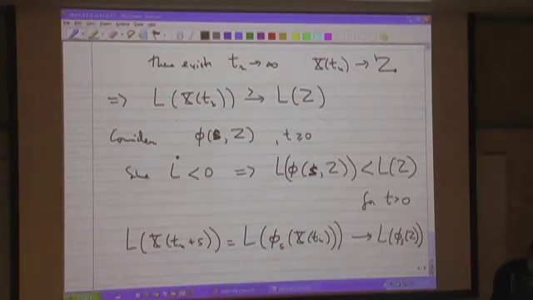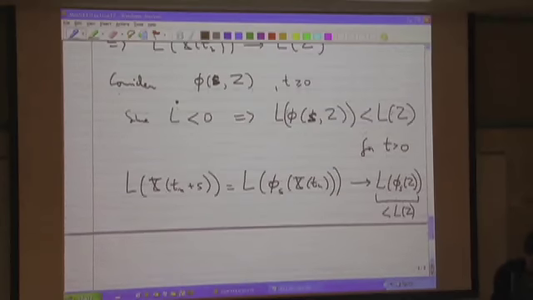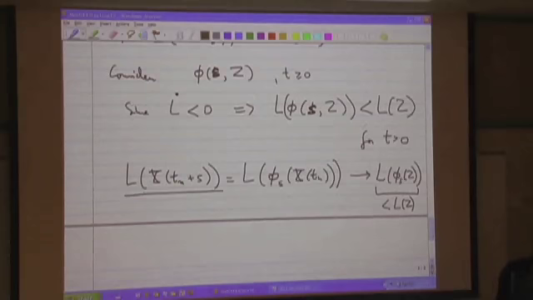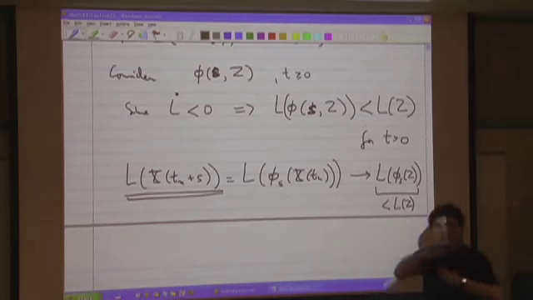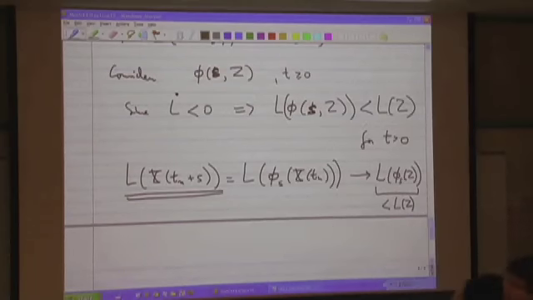But take a look at this. This is strictly less than L of z, according to what's above. So now you've gotten a sequence different from the original sequence of Tn's, on which L approaches something less than L of z. That cannot happen.